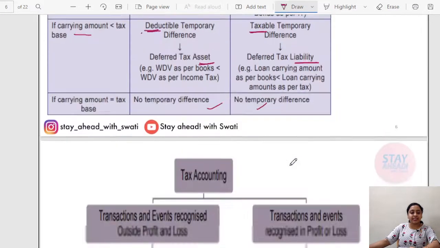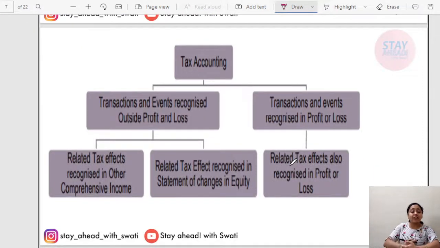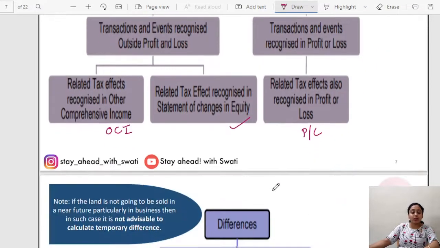Okay, next, tax accounting. Now, in case an expense is related to other comprehensive income, then the particular tax related to that particular income and expense is also charged to OCI. If it is related to equity, then the tax is charged to equity, and if it is related to P&L, then the tax related to such an item is also charged to the P&L part. Okay, this is a very important point.